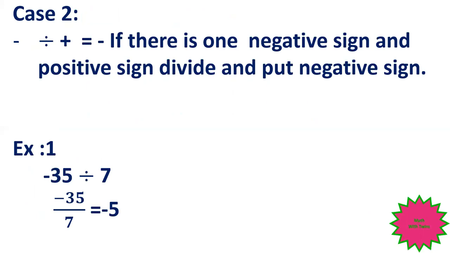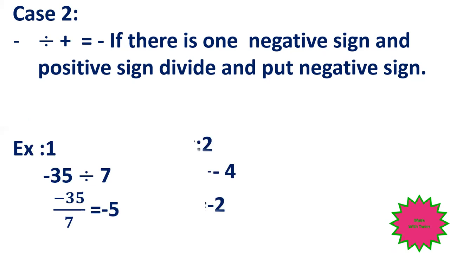Example 1, minus 35 divided by 7. So we have to divide negative 35 by 7. So first divide 35 by 7, which will give you 5, as 7 times 5 is 35, and then put a negative sign in front of your answer. So it will result in negative 5.